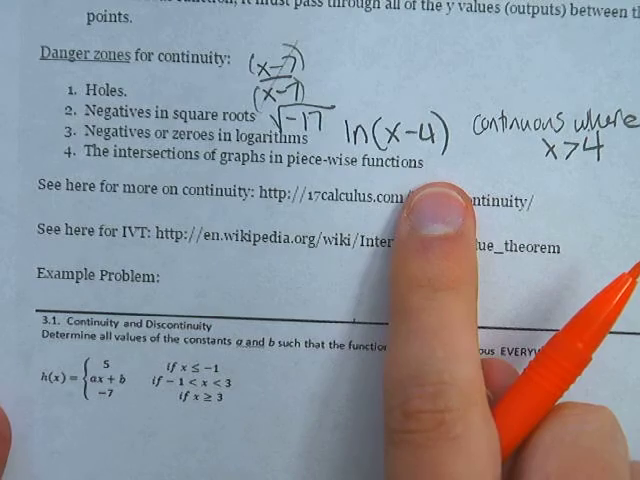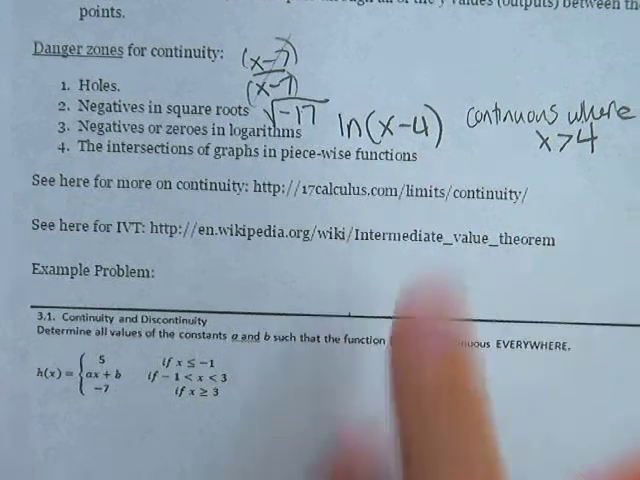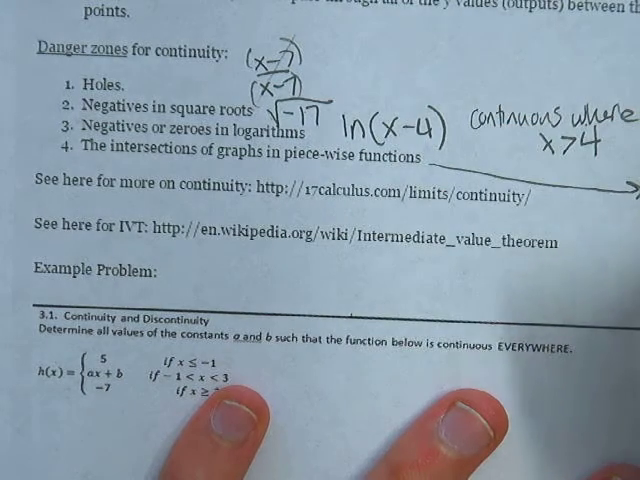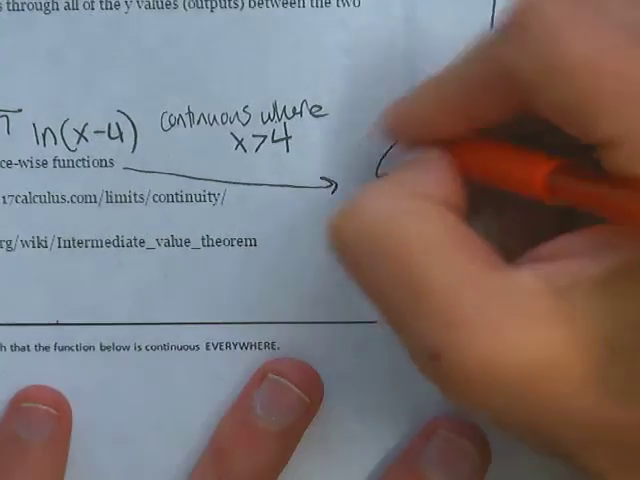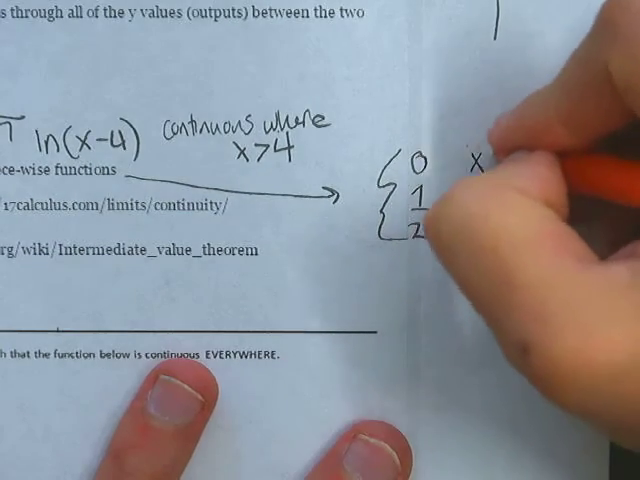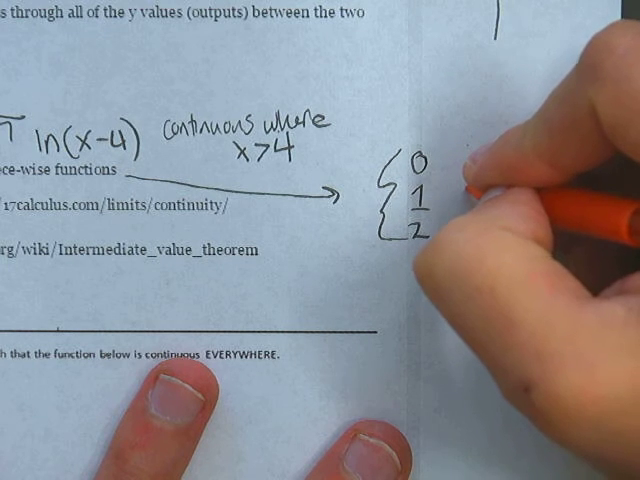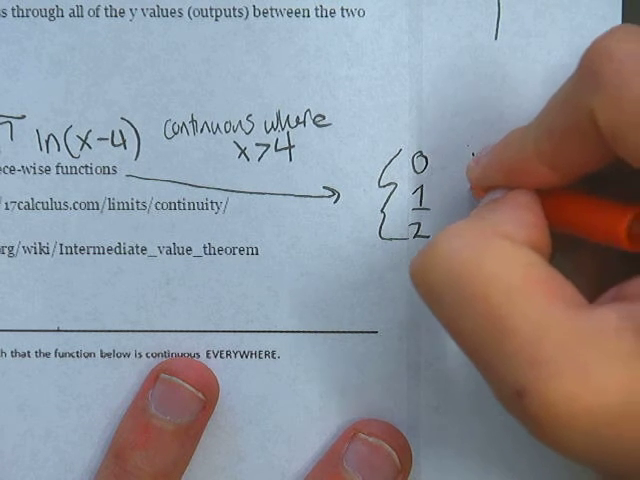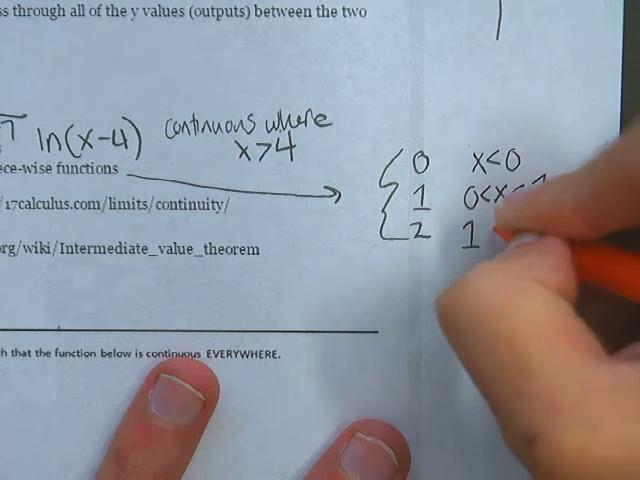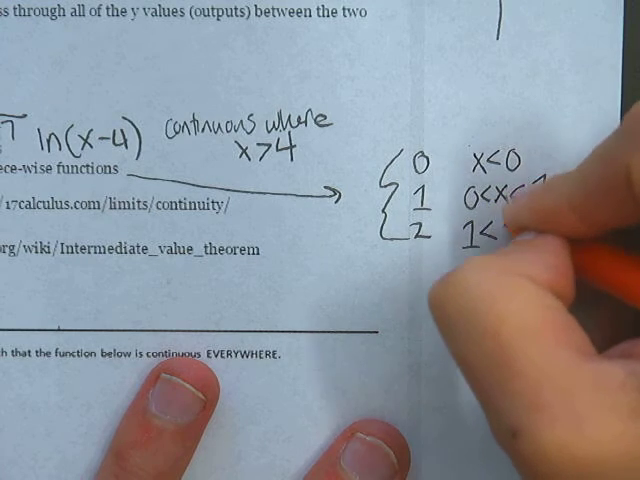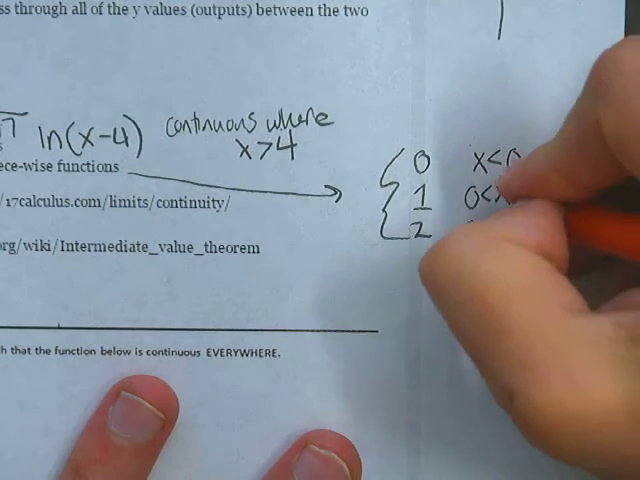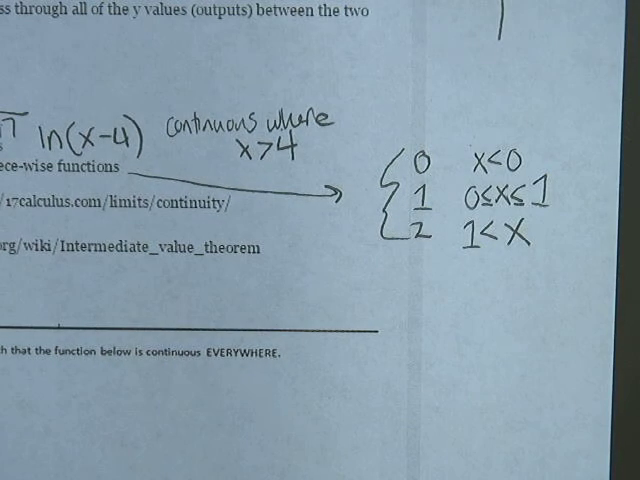And then the intersection of graphs and piecewise functions, you just need to test where they intersect. By intersections, I mean if we have a piecewise function over here with 0, 1, and 2, as easy as possible: x is less than 0, x is between 0 and 1, and then from 1, where x is greater than this. Alright, this is a function that's defined for all values.